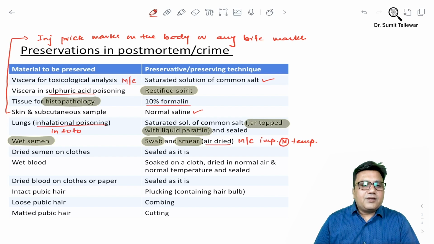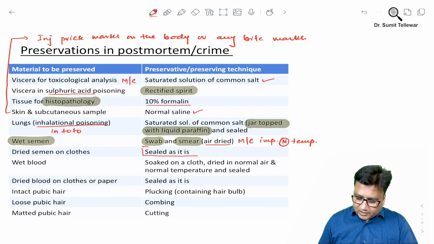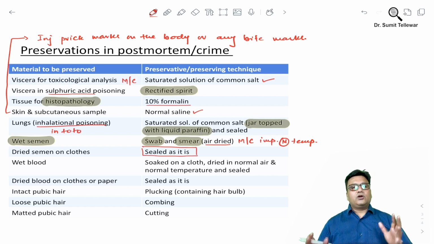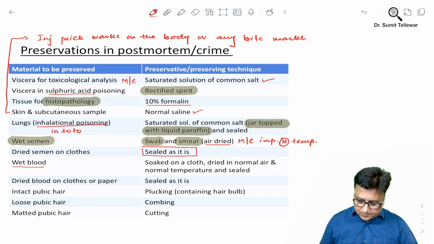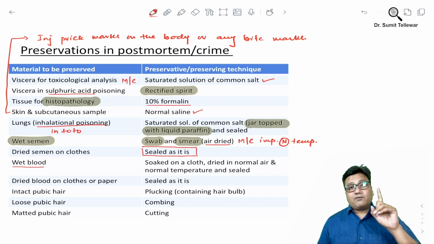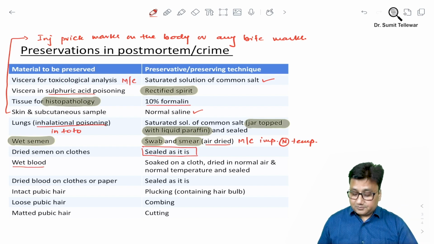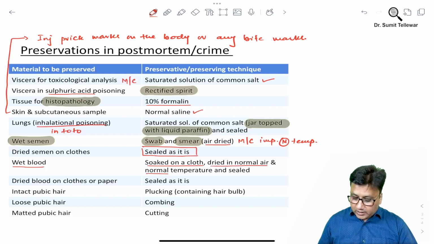What if dried semen on clothes is found? It may be sealed as it is after cutting the portion of the cloth, or the cloth can be sealed in toto. Okay. How about wet blood? Just like what has been asked in question number 1, remember. For wet blood, you soak it on a cloth, then you dry it in normal air and normal temperature, and then seal it. This exact question has been asked in the exam also.